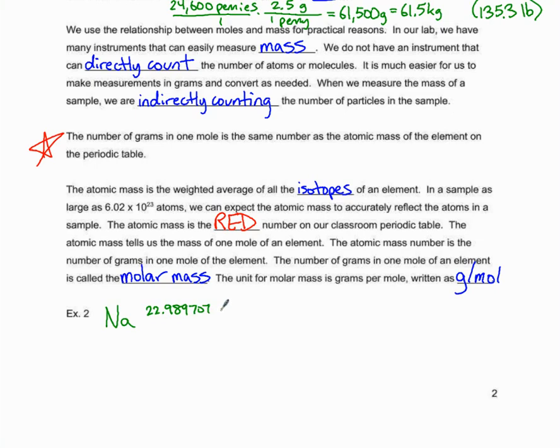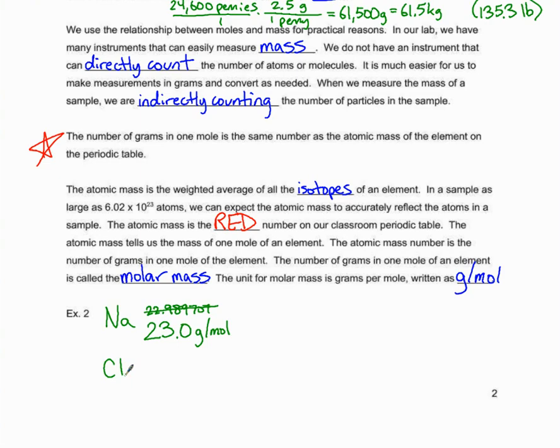So here's what we're going to do in this class. In Chemistry 1, we're going to round this number to 3 significant figures. And remember, we start left to right. The first significant figure is 22. The second significant figure is this 9. But look, there's 8 here. It's going to round up, so we can just say that the molar mass of sodium is 23.0 grams per mole. 3 significant figures.